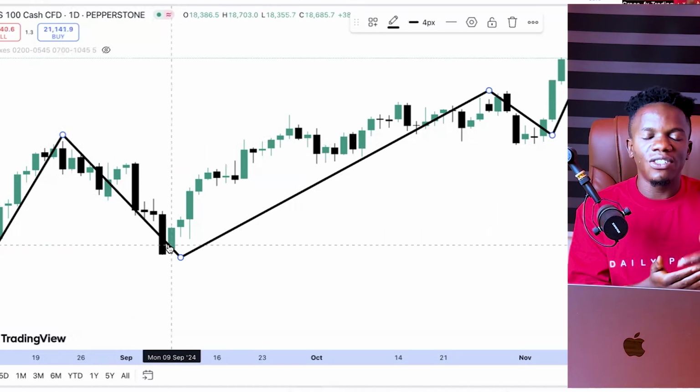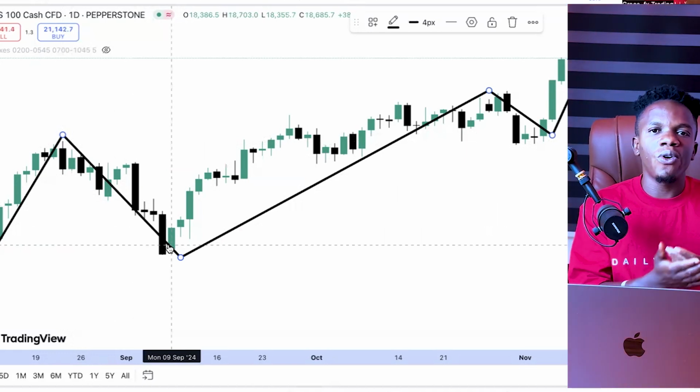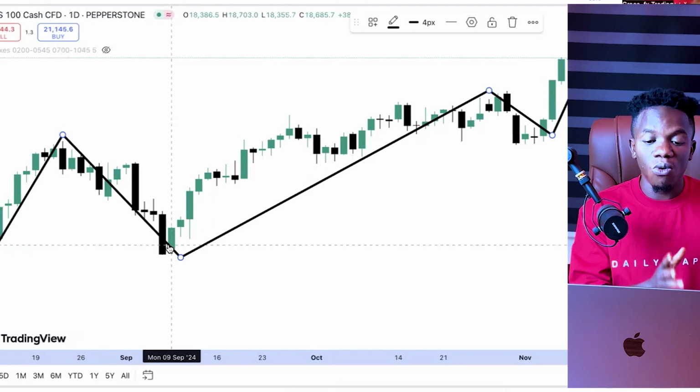The next day, look for entry, go in on the move. The next day, look for our entry, go in on the move, and so on and so forth.